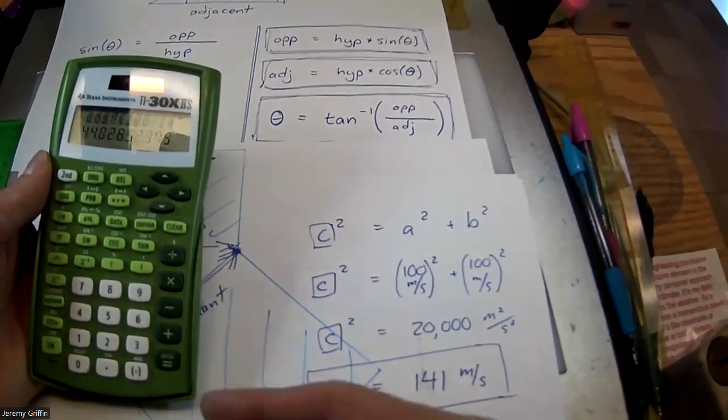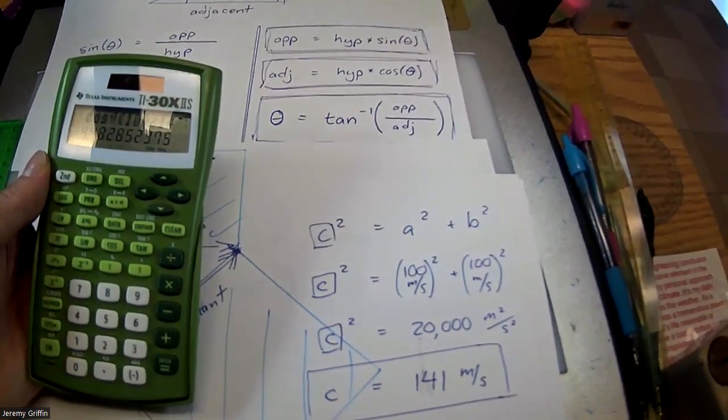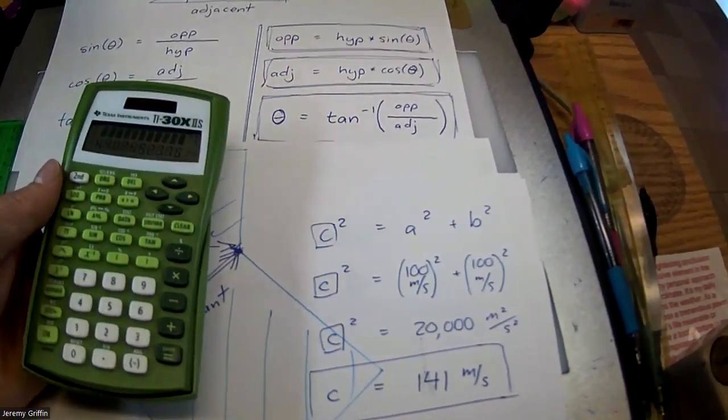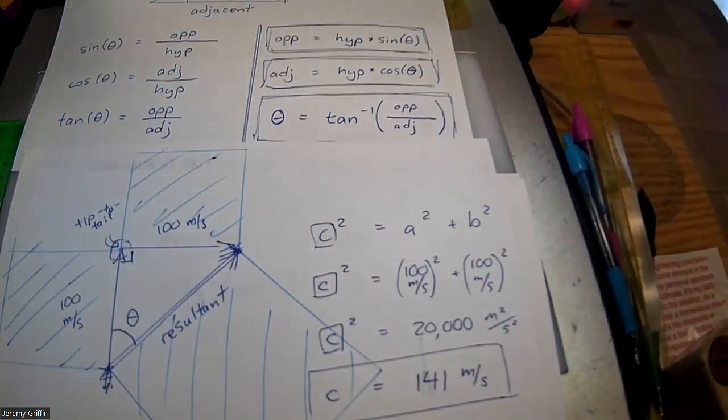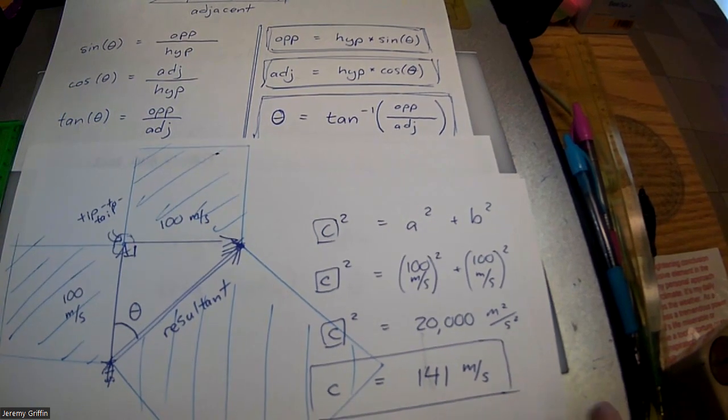It's still like, well, there you go. What is it? Well, it's 45 degrees. Did I do a typo up here? No, we're good. We're good. Okay. All right. So you guys got that? All right.